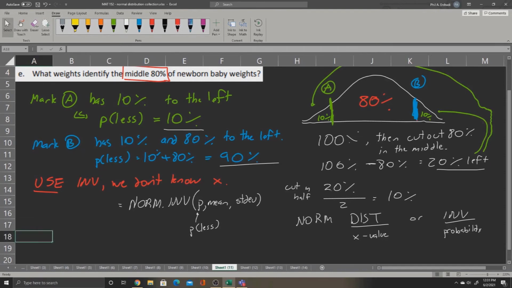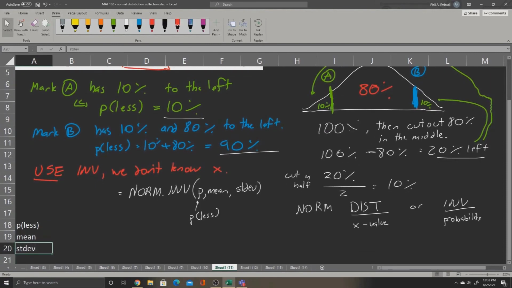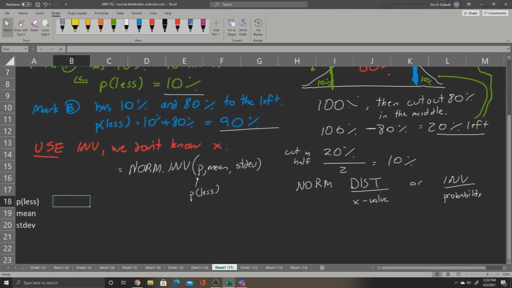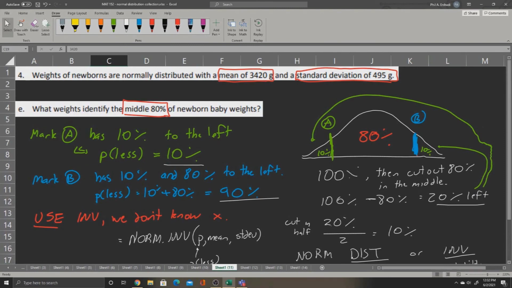Now, we'll enter these into Excel. We'll have P less, we'll have a mean, and we'll have a standard deviation. We'll need to make a little more room for it. Our probabilities were 10%. You can also say 0.10, and that will work, and 90%. Our mean was 3,420. And our standard deviation was 495. Both of these are given in the first line.